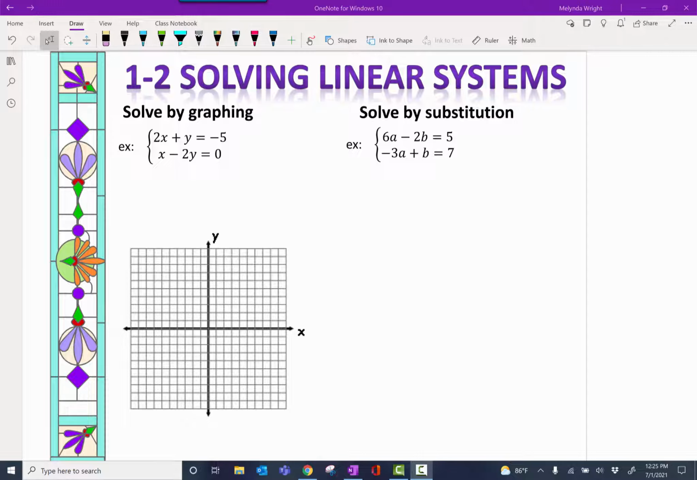We'll start with graphing. It's easier to graph a line if you have it in slope-intercept form, y equals mx plus b. So let's do that for the first line. This line is y equals negative 2x minus 5. Our y-intercept is negative 5: 1, 2, 3, 4, 5. Our slope is negative 2, so rise 2 and run 1.